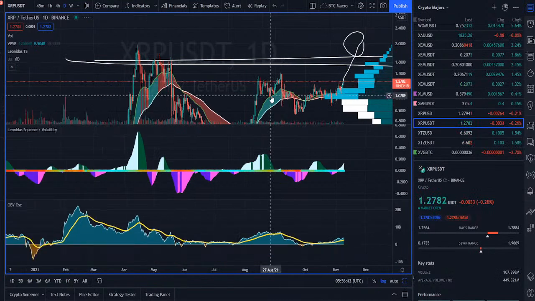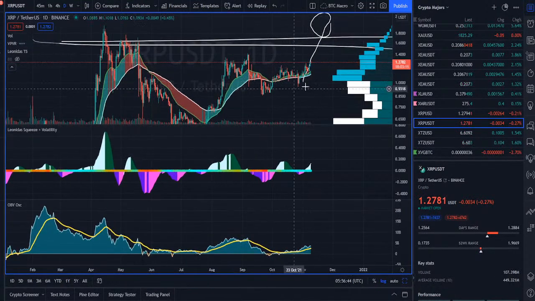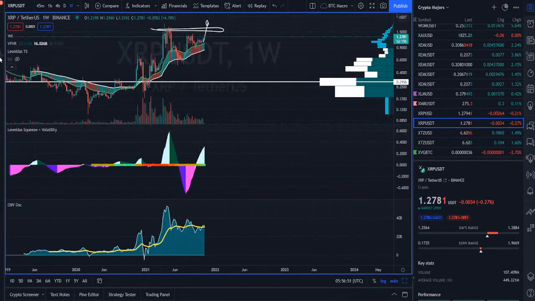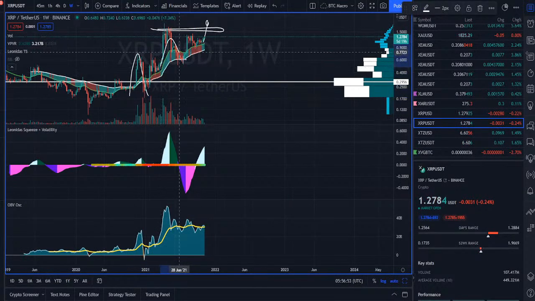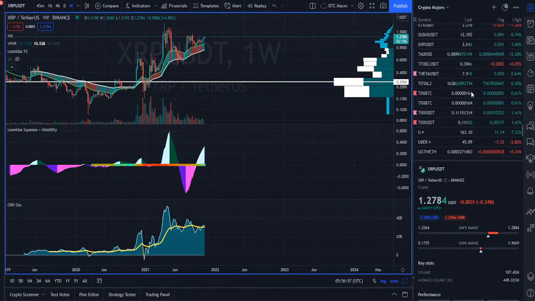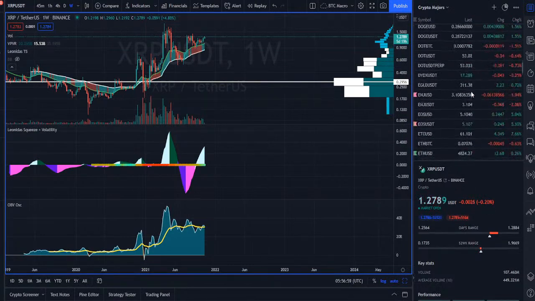But as I said, do you want to see XRP moving right now? Of course not. Honestly, I don't like this chart. This chart is bad, actually. This is just pump and dump, pump and dump, pump and dump. I don't like it, but I don't know why people like XRP. Who knows?